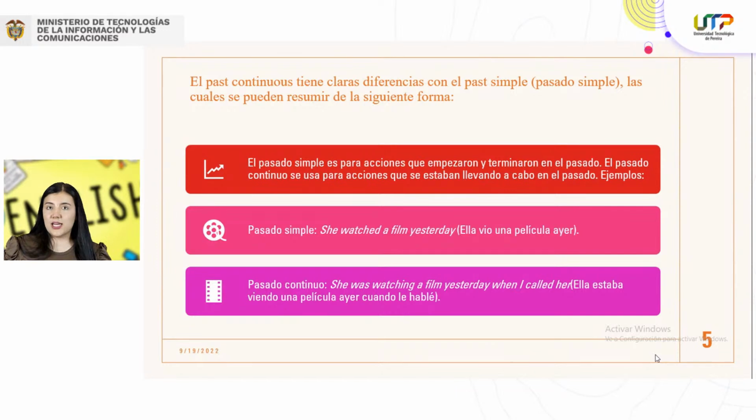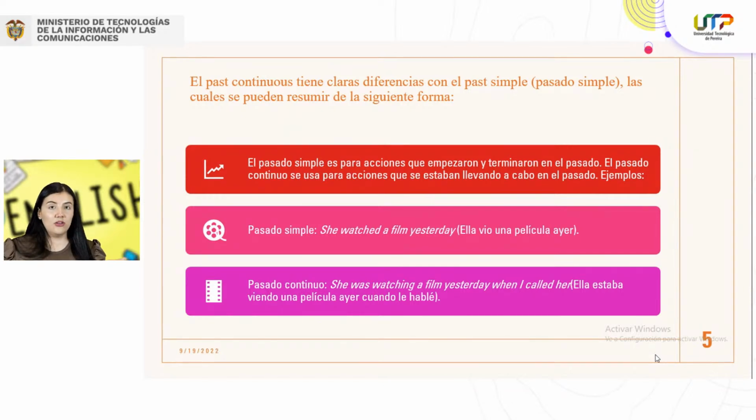Esa película ya se acabó, ella ya la vio, ya no la está viendo en este momento, no sabemos. Lo sabemos porque dice que la vio ayer. ¿Listo? Pero en el caso del pasado continuo, entonces dice, she was watching a film, ¿sí? Estaba viendo una película ayer, pero ¿qué sucedió? Ahí viene entonces la interrupción. When I called her, ¿qué? Cuando la llamé. So that is different, okay?